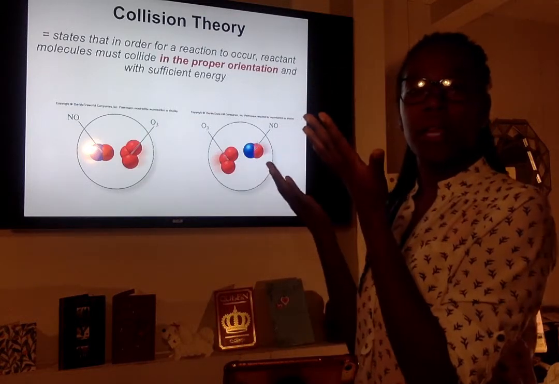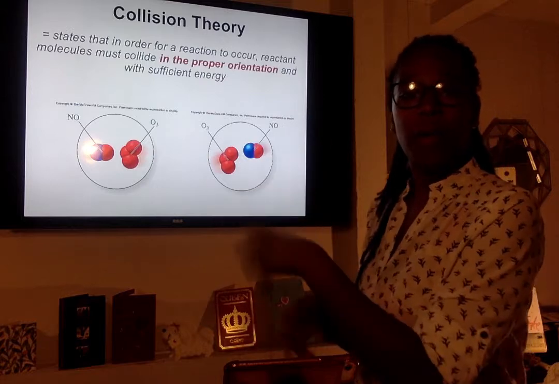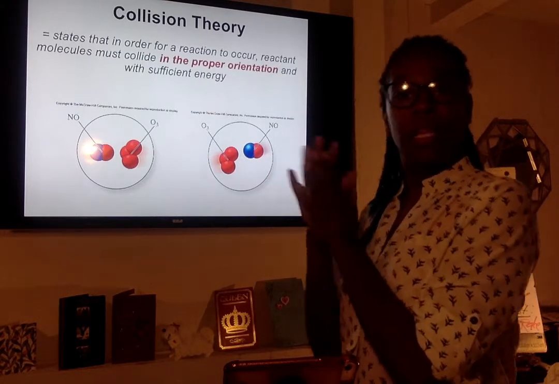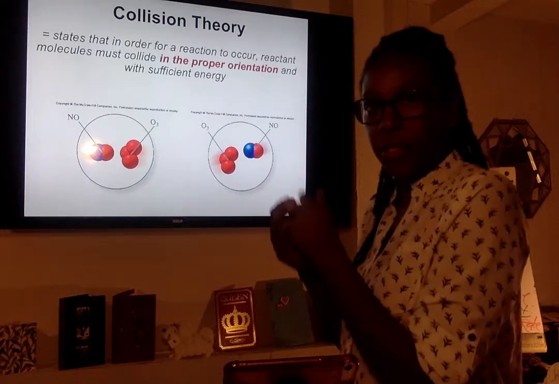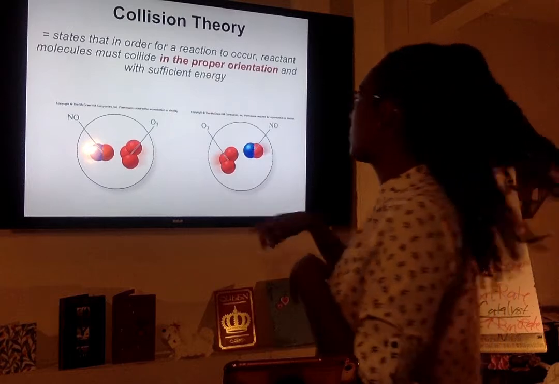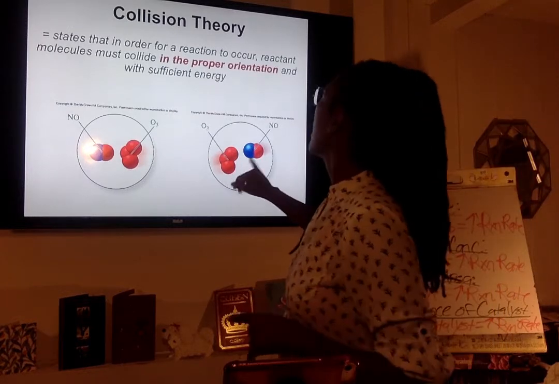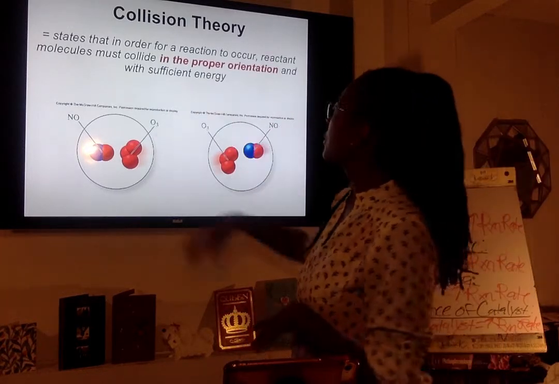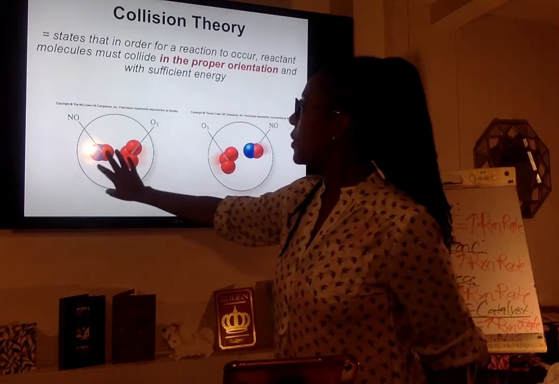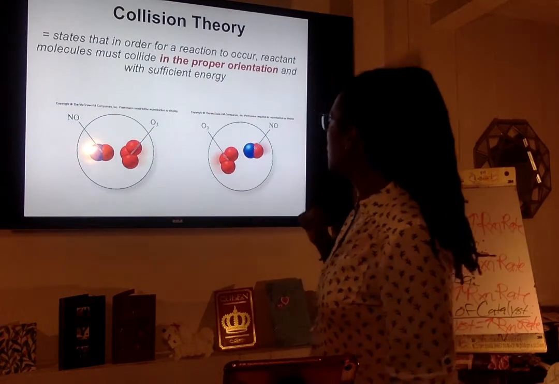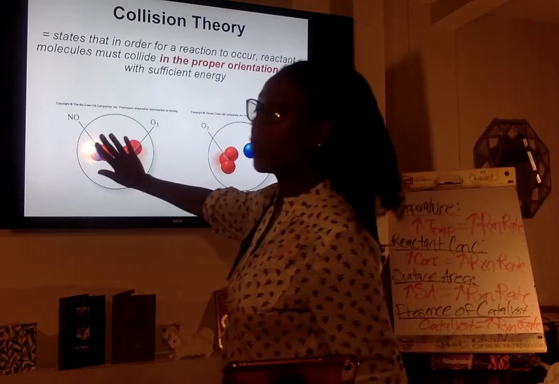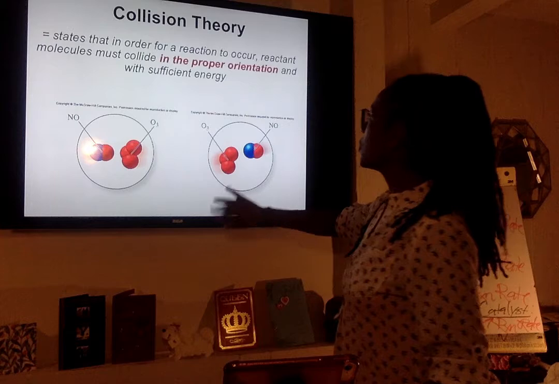Otherwise, how are they going to hang out? How are they going to share? How are they going to give and take electrons? They have to be near each other, so they must collide. But they must collide, number one, in the proper orientation and with sufficient energy. So for instance, the way this is situated here, there's this one orientation and this other orientation. This is the first orientation, you have the second one, so this would be the proper orientation.